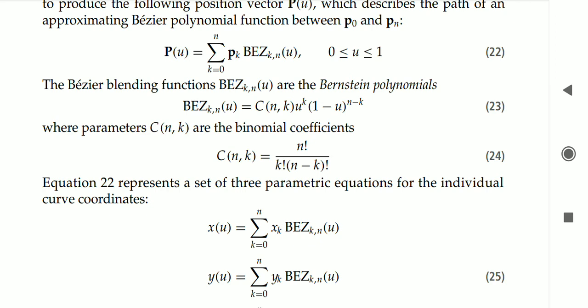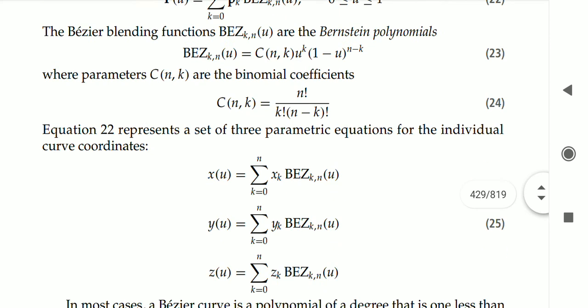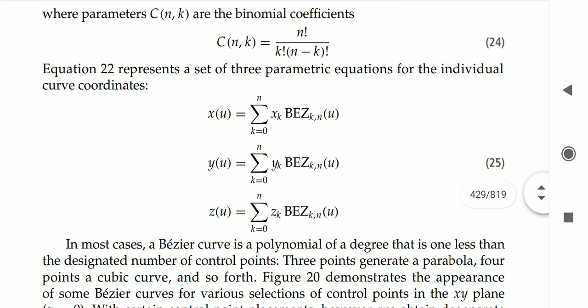By multiplying these two, C of n comma k and u power k times 1 minus u power n minus k, with any point, that point will be drawn as a curve. It won't be drawn as a line. So this will help you decide how the curve is moving, the direction of the curve. Based on equations 22, 23, 24, you can decide any point.